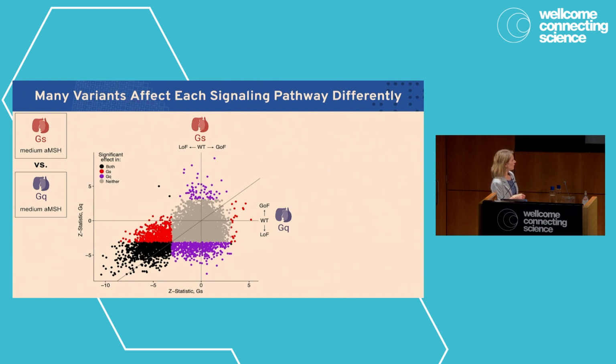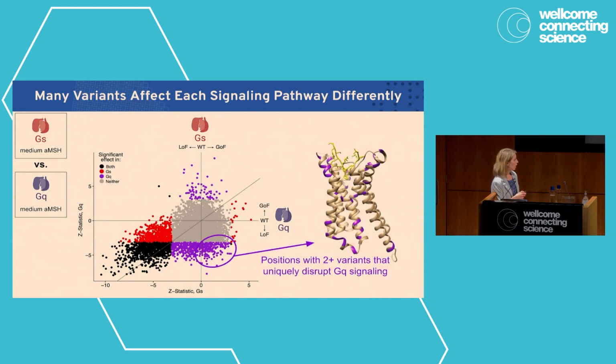So each variant is a different dot, and you can see that all of the variants that are colored in black are significantly loss of function in both assays. Anything that is in gray has no impact in either of the assays. But what's really interesting are these variants that are in red or purple. So red indicates variants that have a significant loss or gain of function only in the GS assay. And those that are in purple have a significant gain or loss of function only in our GQ assay. So we're seeing some differences between the effects of variants on these different signaling pathways.